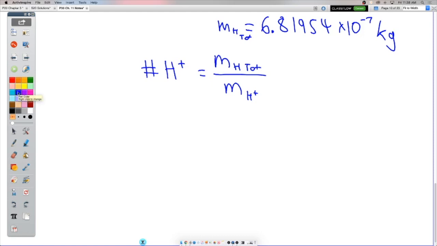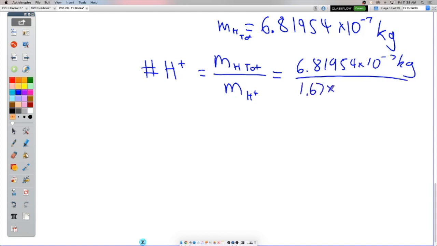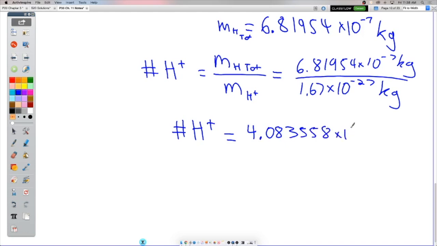So the total mass is equal to 6.81954 times 10 to the negative 7 kilograms. Okay, small number, but remember the mass of a hydrogen ion is even smaller. So 1.67, it's just a proton, times 10 to the negative 27 kilograms. Again, that number's on the back of your formula sheet. Okay, so the number of hydrogen ions must be whatever that is, and I'm getting 4.08355 times 10 to the power of 20 hydrogen ions.